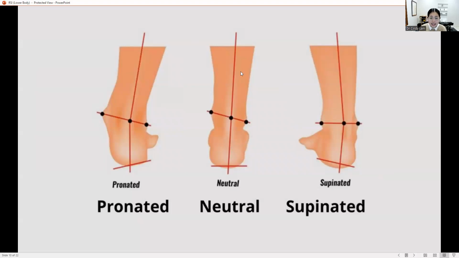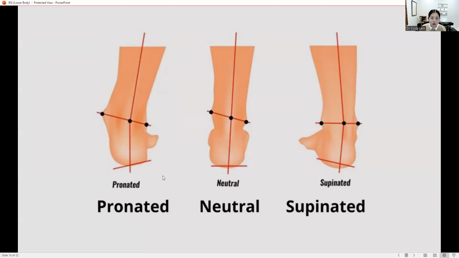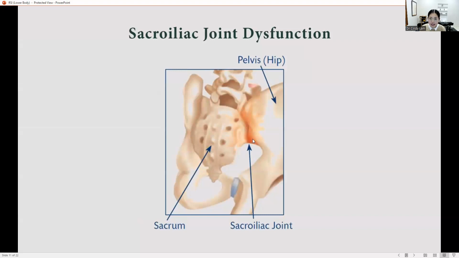In a neutral and healthy foot, you'll see that the leg is quite straight. But if the foot is pronated, coming out, then you'll see the leg starting to bow out. Similarly, if the foot is supinated, you'll see it start to come in. But what causes the foot to be either pronated or supinated is often determined from the sacroiliac joint.